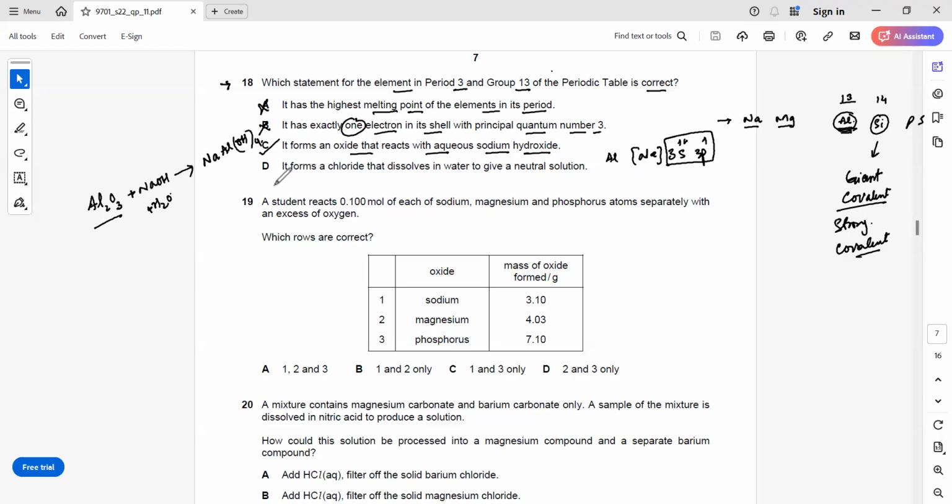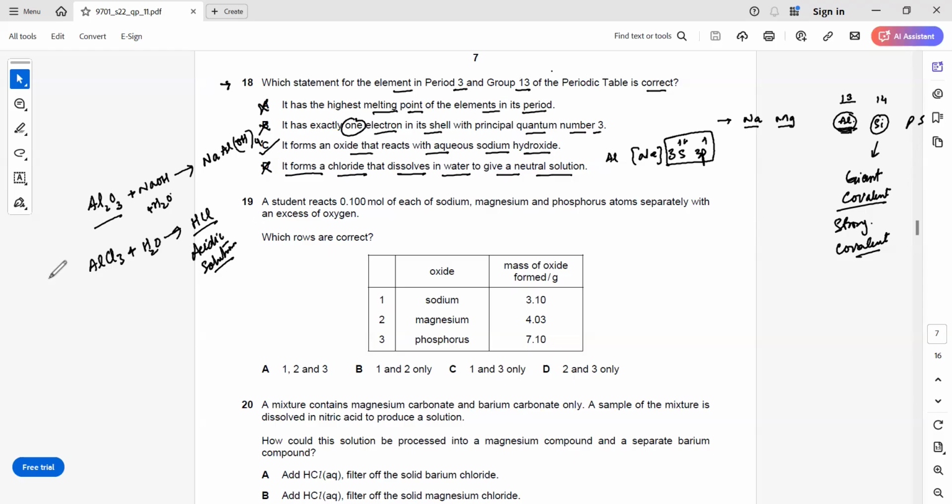So yes, it is true. What about D? It forms a chloride that dissolves in water to give a neutral solution. Okay, aluminium chloride. When it reacts with water, it actually gives HCl, which is a strong acid. So that gives a strongly acidic solution. Clear? So that's why option D is incorrect. So the correct option is C.